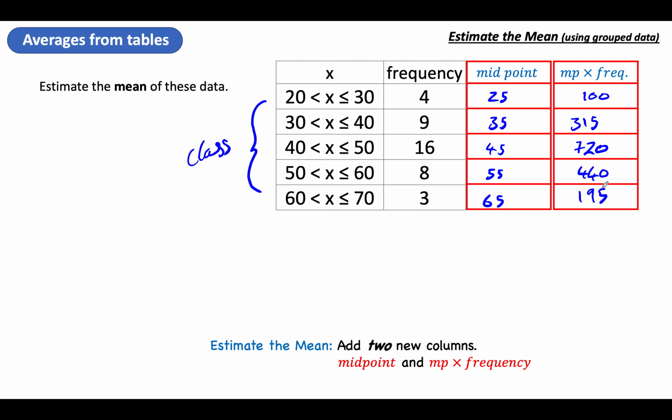Okay, what do I do with those values? Well, I find the total of the midpoint times frequency, and I find the total of the frequency. I don't want the total of the midpoints. That is irrelevant. I never found the total of the first column, did I? It was always the total frequency. What would that be? 4 plus 9 plus 16 plus 8 plus 3 is 40. There are 40 things in here, so I need that.